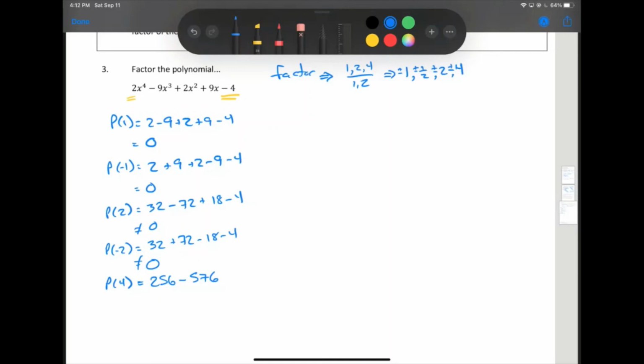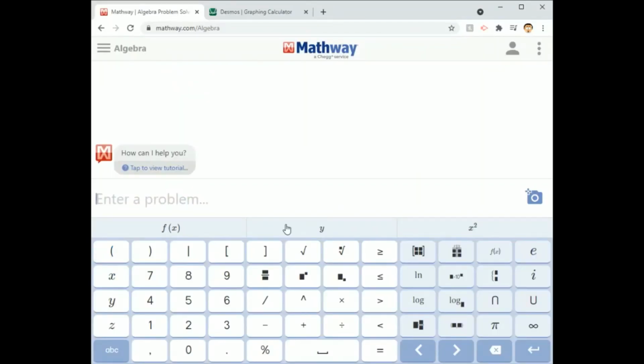Oh, did I miss a term in the last ones? Okay, I'm going to cheat for a second because I feel like cheating at the moment. I'm going to go over and actually try to see if I can find any of the zeros of this. So just to save myself some time, I'm going to go to MathWay. Okay, and I'll show you kind of a cool way to do this.